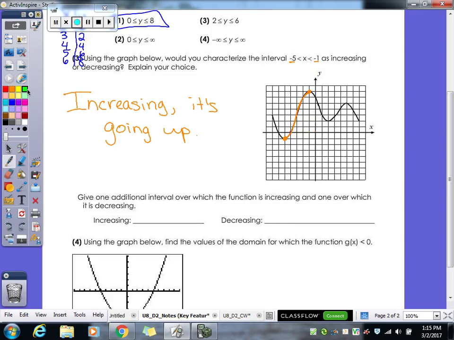So it says give one additional interval over which the function is increasing and one over which it is decreasing. All right, so let's find another increasing part. Looks like from here to there, it's also increasing. Is it increasing anywhere else? No. So let's figure out what that is. My first point is where x is what? 2, and then it stops where x is 5. So it goes from 2 less than x less than 5. 2 to 5.